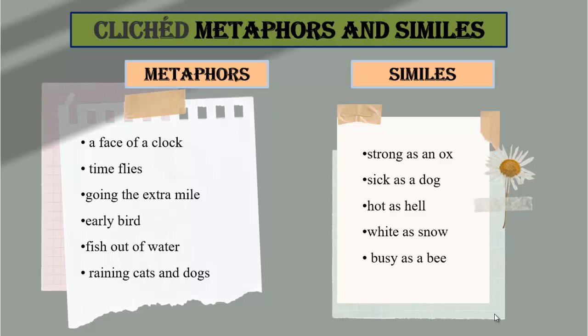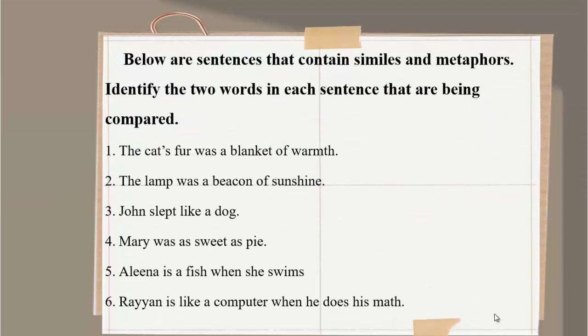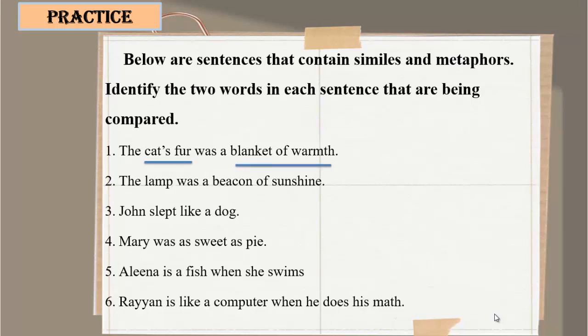It's time for you to check your understanding of the topic. Here are some sentences that contain similes and metaphors. You have to identify the two things in each sentence that have been compared. For example, in the first sentence, the cat's fur has been compared to a blanket of warmth. Now it's your turn to do this activity with the rest of the sentences.